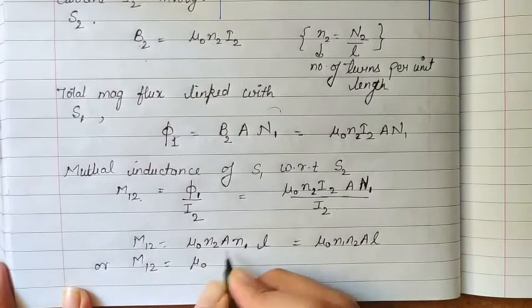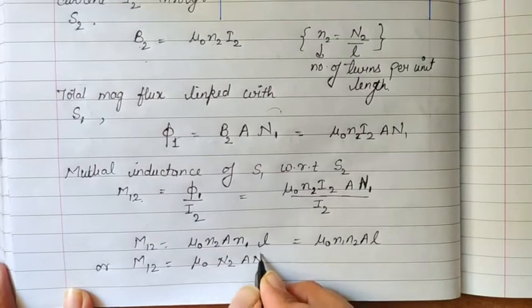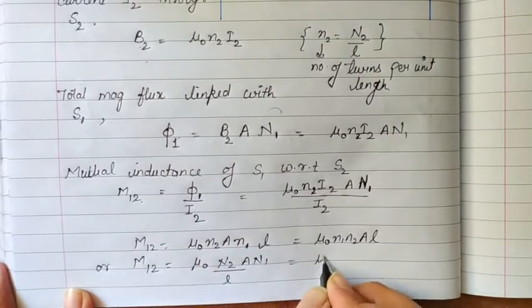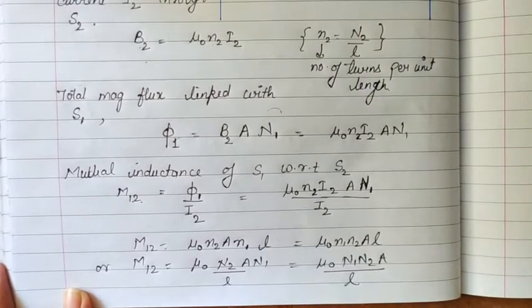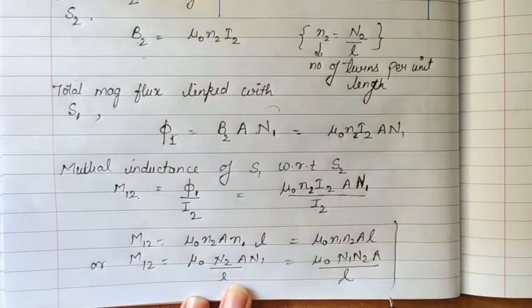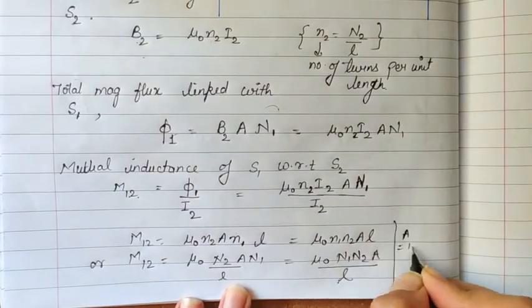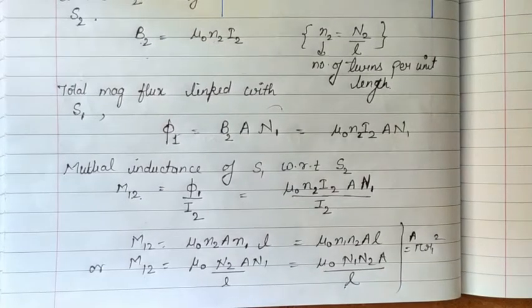mu naught N2, if we had written it, then it will be N2 A N1 upon L, which is equal to mu naught N1 N2 A upon L. Here capital A was the area of cross section of the inner solenoid and the value for A is pi R1 square. So A is the area of the inner solenoid.